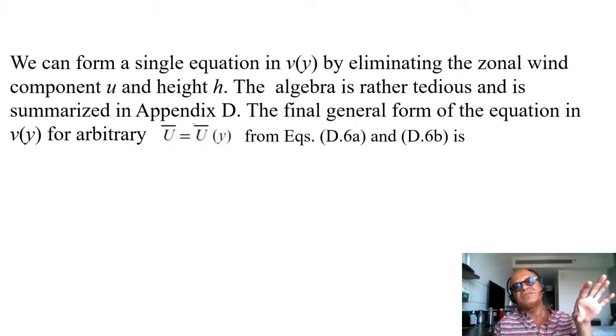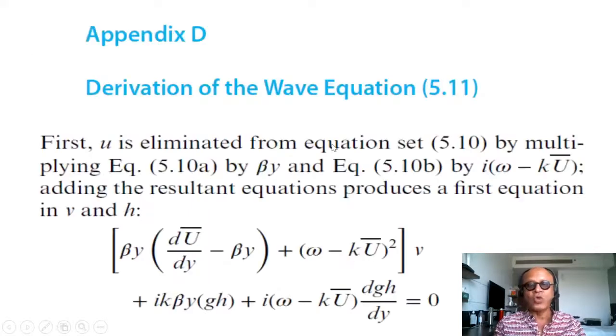And then the derivations themselves are so complicated and tedious that it is moved to Appendix D, but you may not open the appendix at all, so I'm going to run through the appendix here. And the final general form of the equation in V_y for arbitrary u bar equals u bar y, so meridionally varying zonal geostrophic current related to the meridional slope of the free surface, is going to be the goal here. So we are basically trying to derive the wave equation 511, which we will come to.